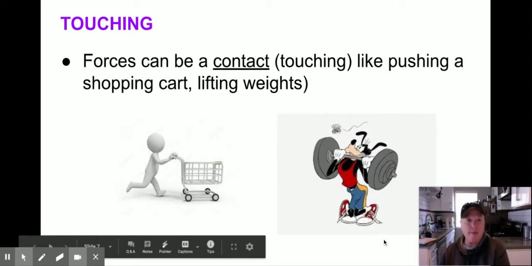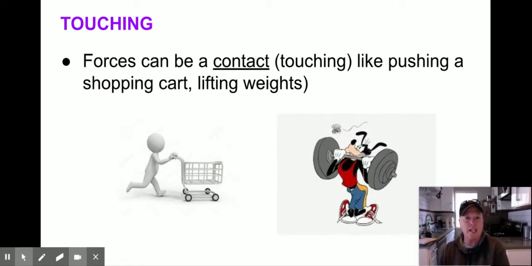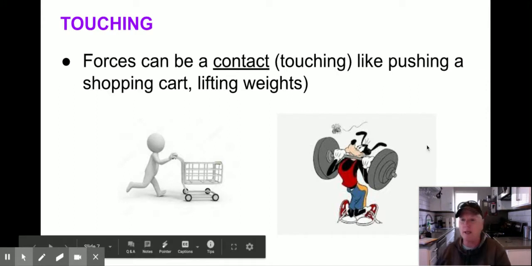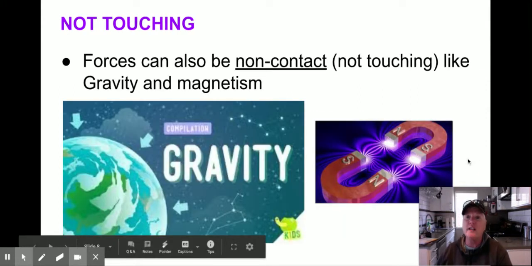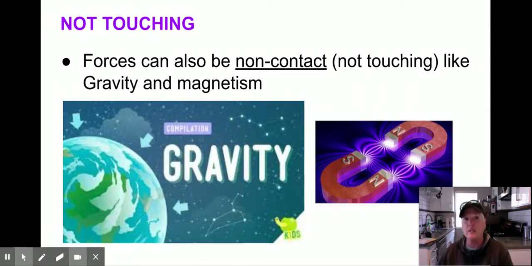Okay, the first force we talked about was the contact force, or the touching force. Forces can be contact or touching, like pushing a cart or lifting weights. They actually have to be touching. Again, stop the video at any point. Then the non-touching forces are basically forces you can't see. They're also called invisible forces, like gravity and magnetism. We're going to go into this a whole lot more later, so don't worry so much about that right now.